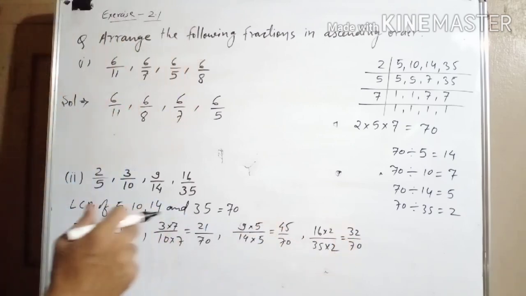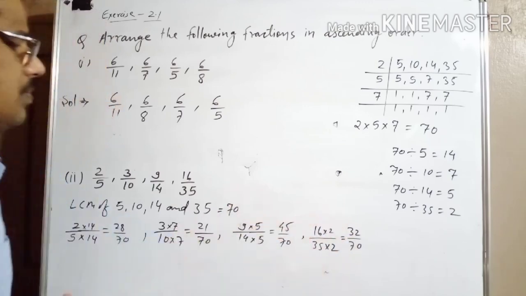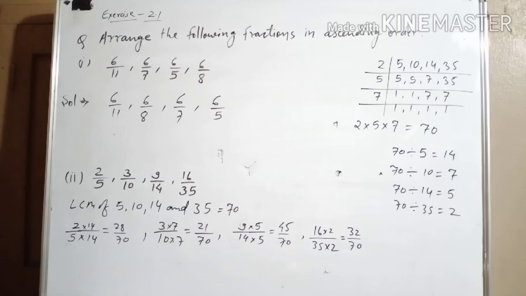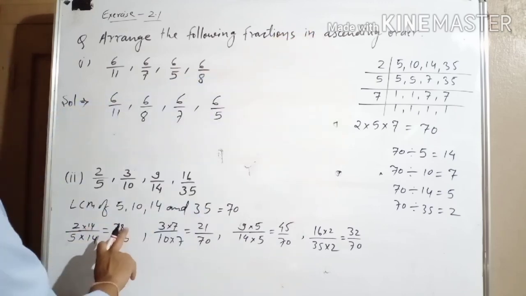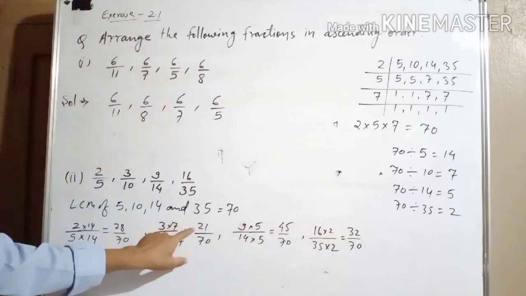Easily now you can compare, because as I have made clear, when denominators are the same, we can easily compare with the help of their numerators. Now we want to arrange in which order? In ascending order. Which is the smallest number, 28 or 21 or 45 or 32? 21. So which number should we write here?